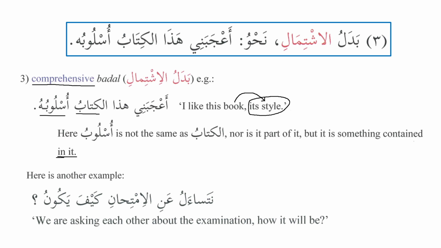Natasa'alu anil imtihani kayfa yakun. We are asking about the exam, how it is going to be or how it will be. So imtihan is the noun, and the complete sentence is a substitute, like how it is going to be.